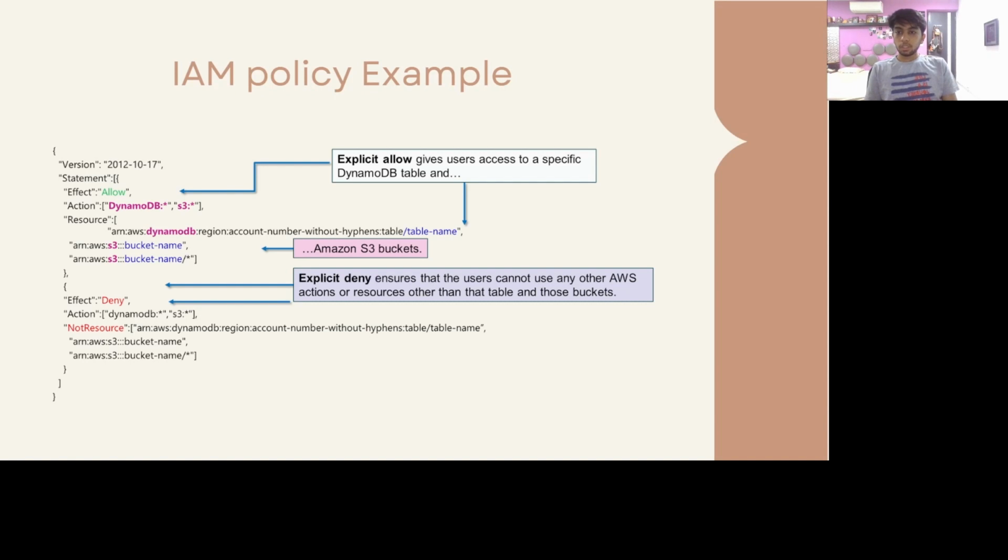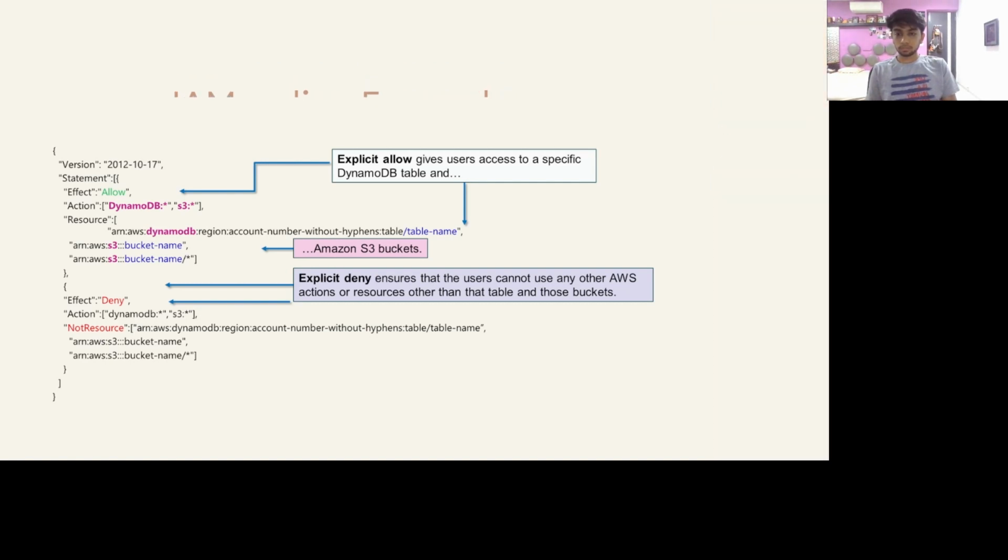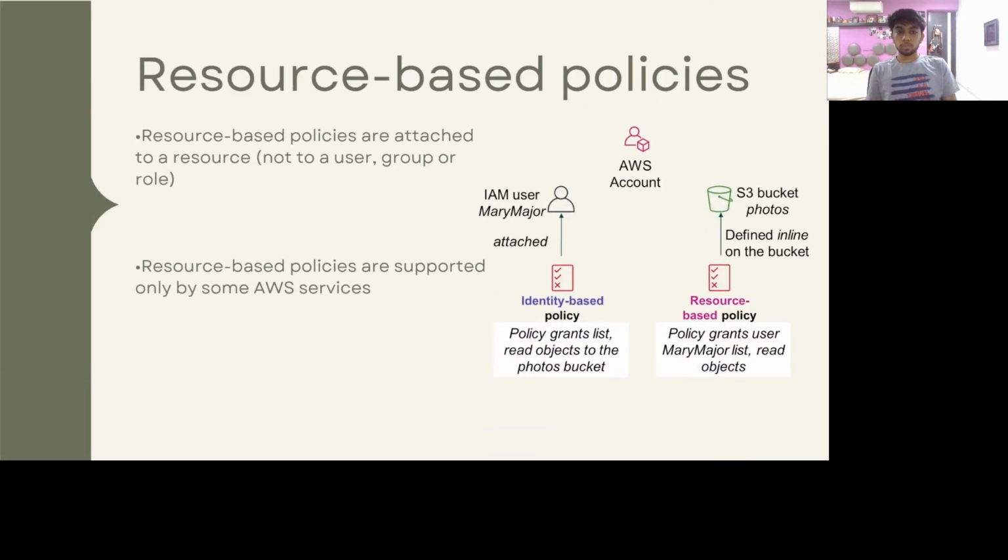Example of a policy. In the policy, you decide what effect is to be applied, which will be allow or deny, then the action on the specific resource for which the policy is made, then the user, and the effect which will be applied to the resource as well. Resource-based policies are attached to a resource, not to a user, group, or role. Resource-based policies are supported only by some AWS services, which means this policy can't be attached to every AWS service.